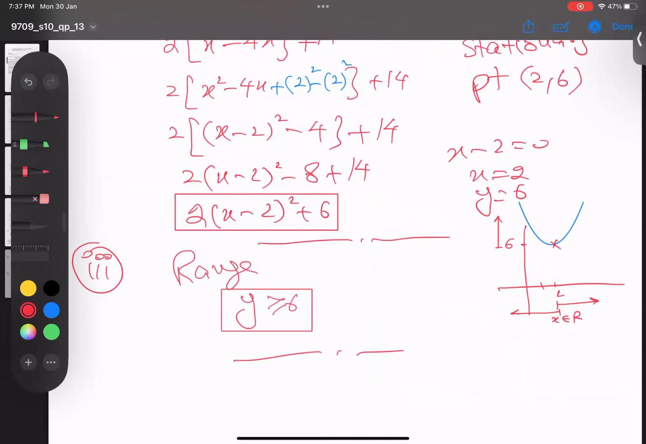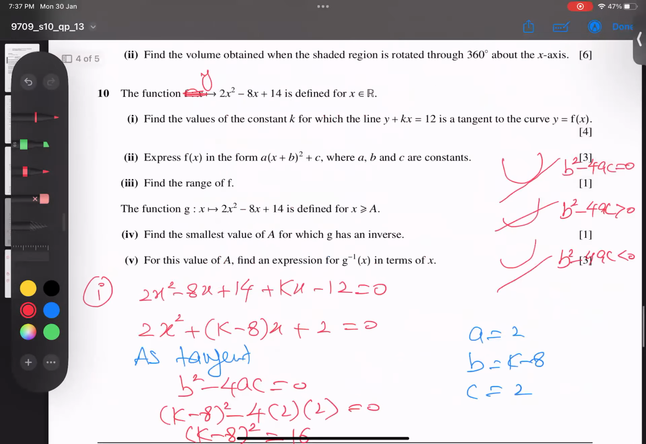And let's talk about the fourth part. And what is the fourth part, my students? He said find the smallest value of a. He has given the same function, everything the same. Only the function name changed. It was first f of x, now he has given the name g of x.